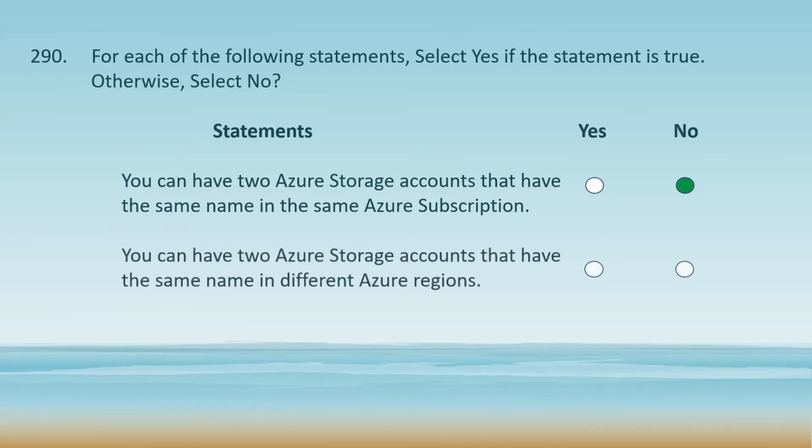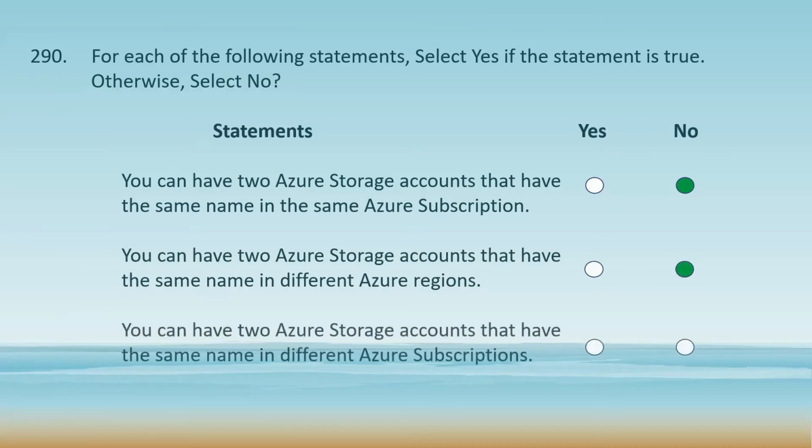The next statement is you can have two Azure storage accounts that have the same name in different Azure regions. This statement is also incorrect. And the third statement is you can have two Azure storage accounts that have the same name in different Azure subscriptions. And friends, this statement is also incorrect.